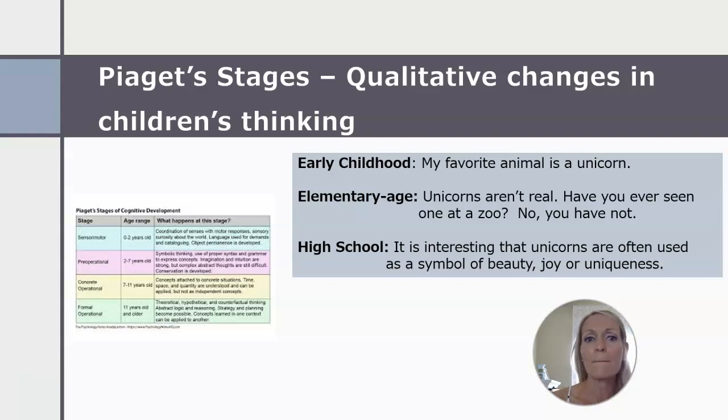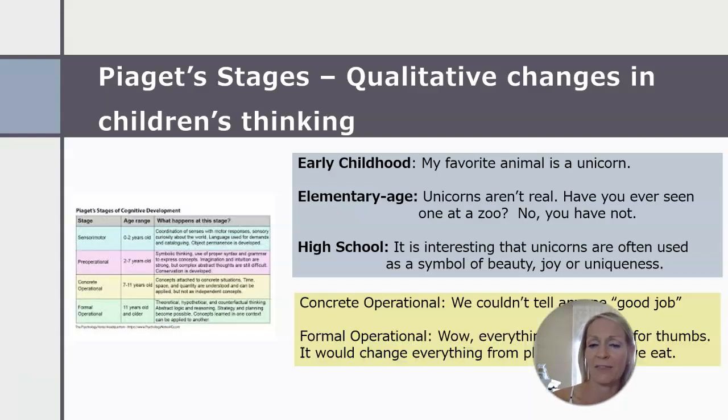So digging much more into concrete situations, pushing away some of that magic and illogical thinking. Whereas a high school student might show much higher levels of thinking, even with symbolic or hypothetical situations, by saying something like, it is interesting that unicorns are often used as a symbol of beauty, joy, or uniqueness. Okay, so seeing much higher levels of cognitive thinking.